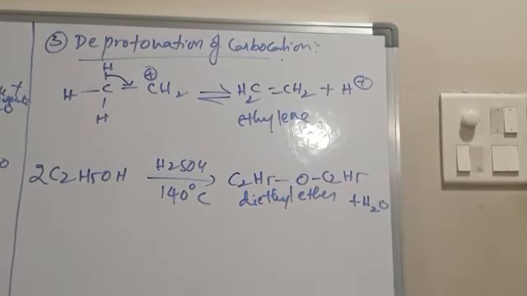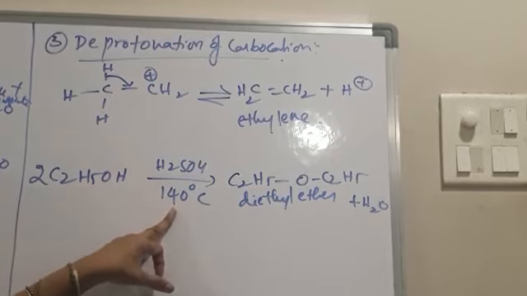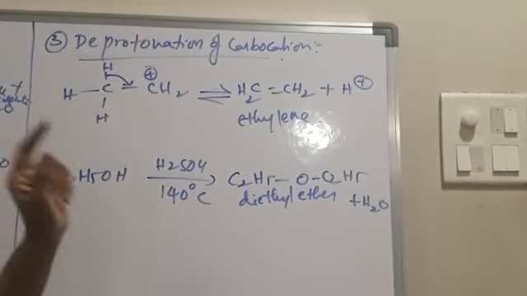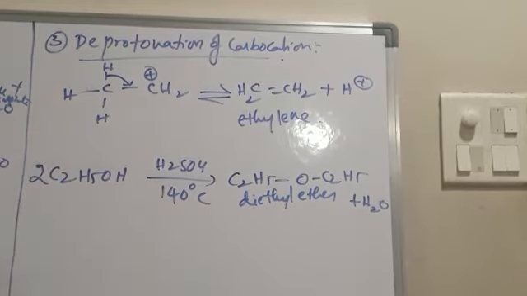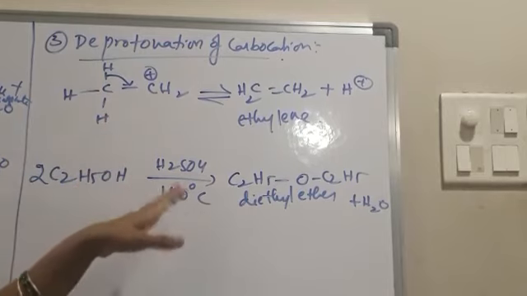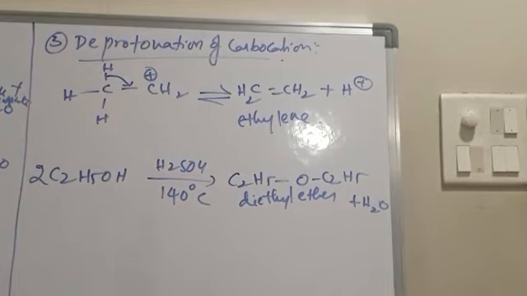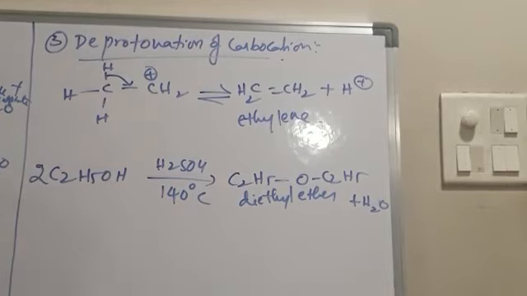So this is another dehydration reaction. Here you must mention the temperature. In the formation of ethylene, the reaction takes place at 170 degrees centigrade. In the formation of diethyl ether, the reaction takes place at 140 degrees centigrade. In all these reactions, we are using concentrated sulfuric acid as dehydrating agent.